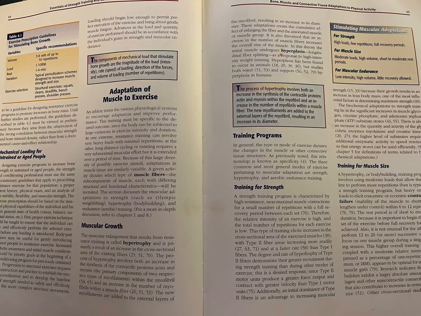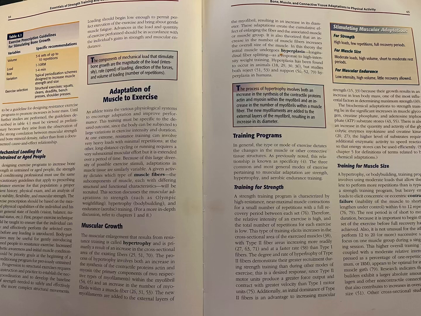Training programs. In general, the type or mode of exercise dictates the changes in the muscle or other connective tissue structures. As previously noted, the relationship is known as specificity. The three common and most general modes of exercise pertaining to the muscular adaptations are strength, hypertrophy, and aerobic endurance training.